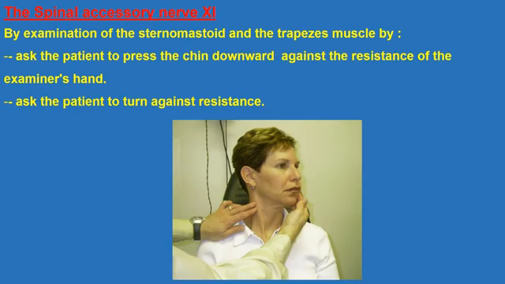Examination of the spinal accessory nerve, which supplies the sternocleidomastoid and trapezius muscles. So we can ask the patient to press the chin downward against the resistance of the examiner's hand, and the other method is by asking the patient to turn the head against resistance from the examiner's hand, as we see in the photo below.